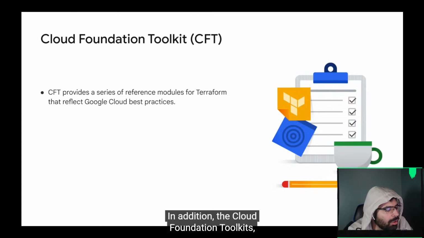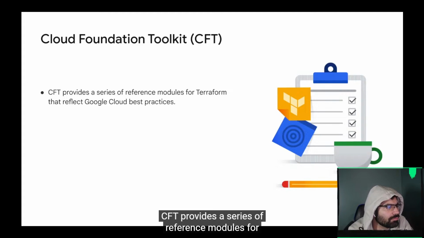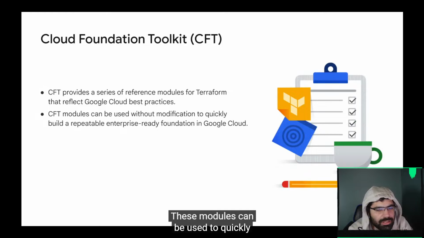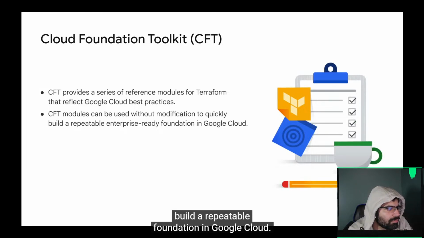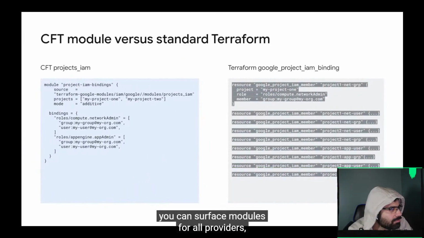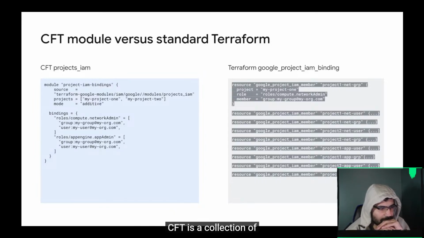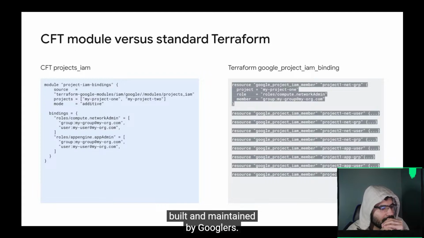In addition, the Cloud Foundation Toolkit, also known as CFT, is available for you to use. CFT provides a series of reference modules for Terraform that reflect Google Cloud's best practices. These modules can be used to quickly build a repeatable foundation in Google Cloud. CFT modules are also referred to as Terraform blueprints. With the Terraform registry, you can surface modules for all providers, such as Google, AWS, and so forth. CFT is a collection of Google Cloud Terraform modules built and maintained by Googlers. These modules are published to the Terraform registry.